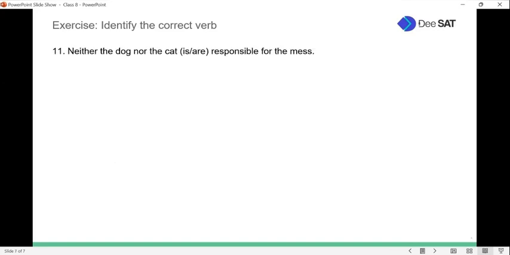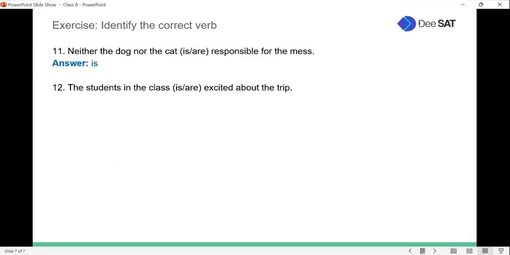Neither the dog nor the cat. Neither nor, the connector is nor. Again, we'll pick up something based on the closer one, but here it did not really matter which one you're picking up based on, because dog and cat both were singular. As long as you're not counting them as a plus one situation, your answer would have been correct. Neither the dog nor the cat is responsible for the mess.